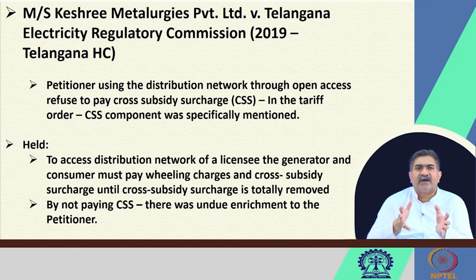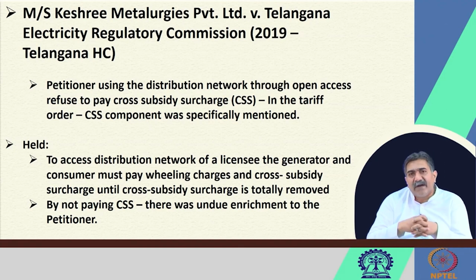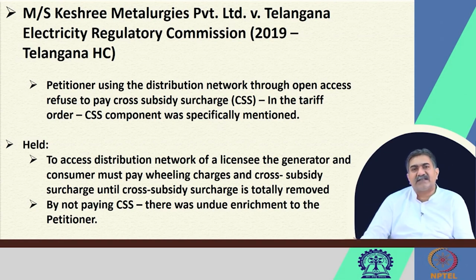when the open access consumer is asking for facilities of distribution licensees, then that consumer has to pay cross subsidy surcharge. If the facilities are being availed and if cross subsidy surcharge is not being paid, then in that case that customer is getting unduly enriched, because he is not paying the charges to the distribution licensees because he is no more a consumer, and at the same time he is getting also the benefit of being an open access consumer.